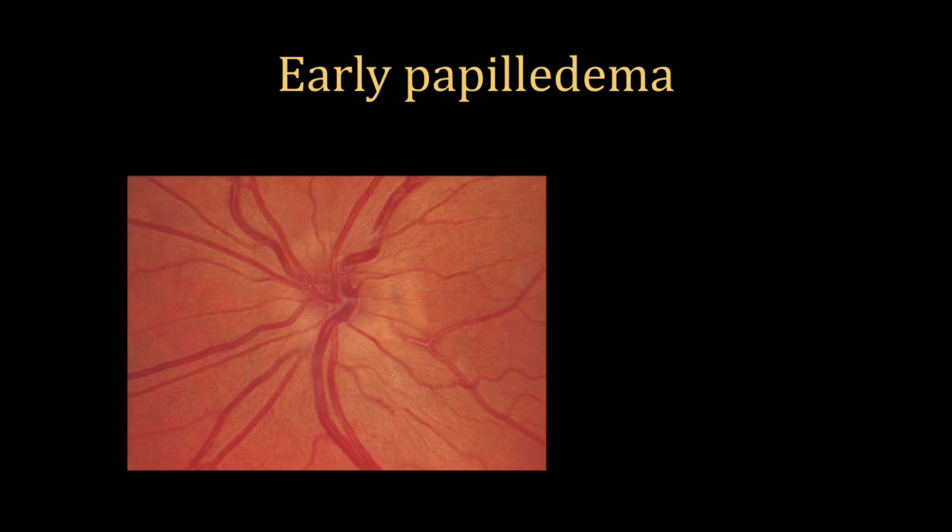Now, in early papilledema, the changes are very subtle. Unless we look for what we want, we might even miss the findings. So it's going to be some subtle changes. Mainly, there's going to be some hyperemia of the disc. The margins are blurred, and the disc appears elevated.